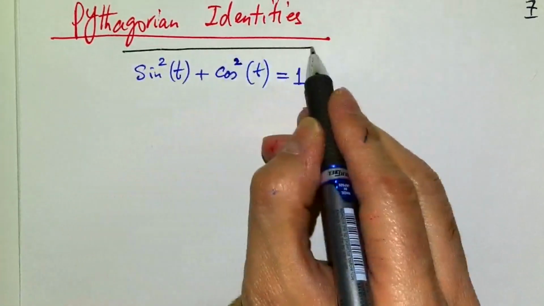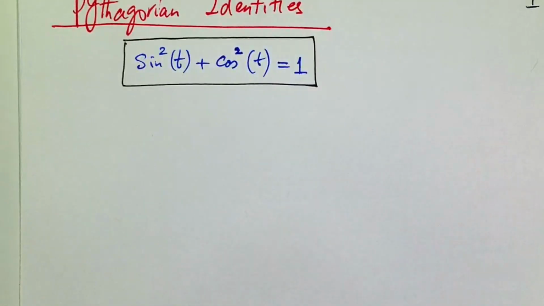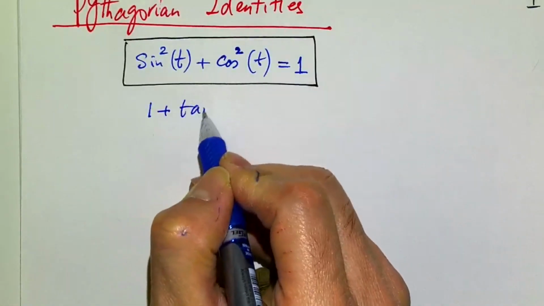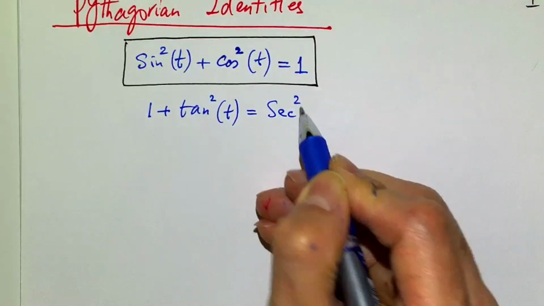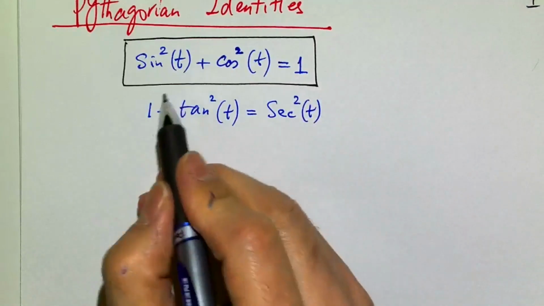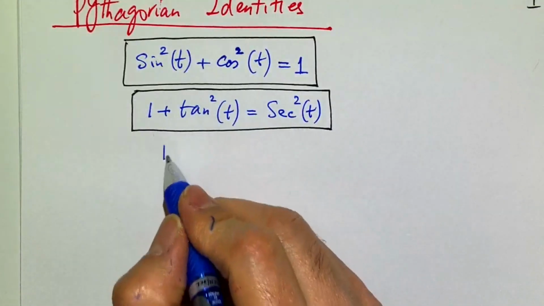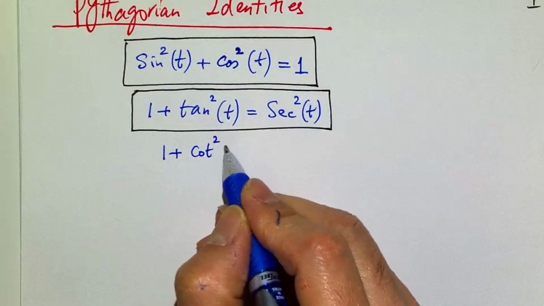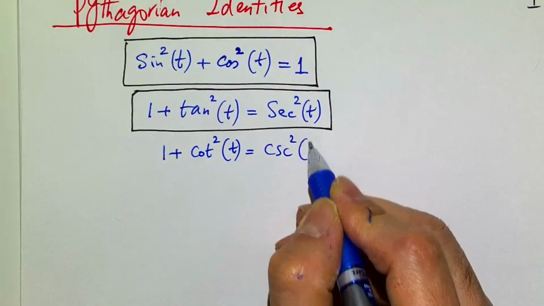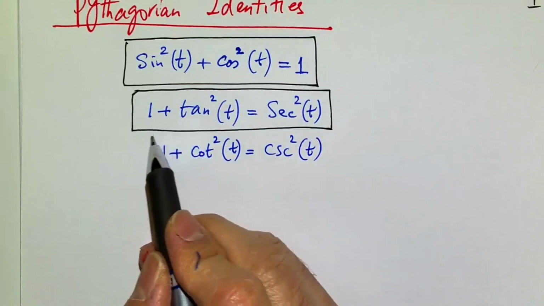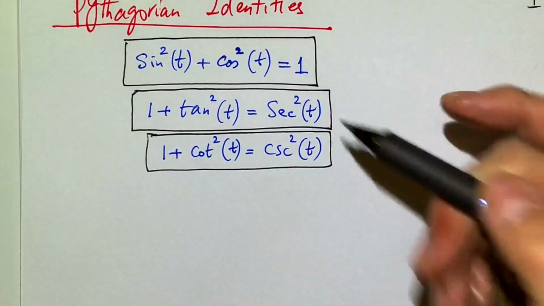Then the other two, there's three of them, three Pythagorean identities. 1 plus tangent squared of t is equal to secant squared t. One plus cotangent squared t is equal to cosecant squared t. Very useful formulas, so you'll find this out. So the sooner you memorize these, the better.